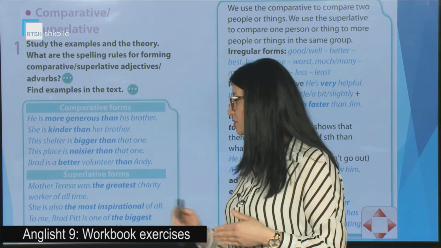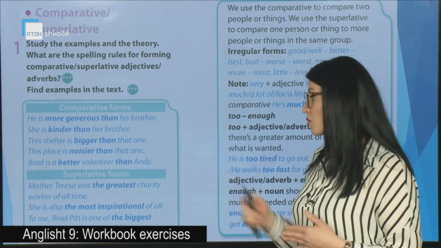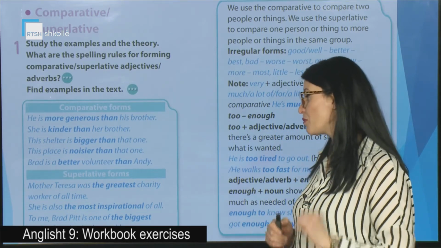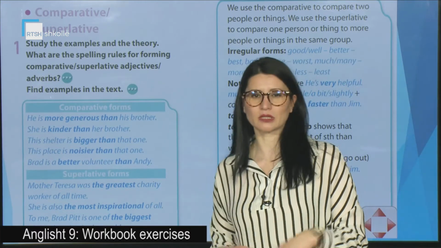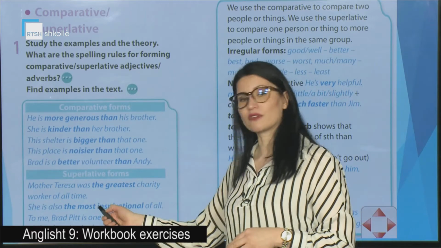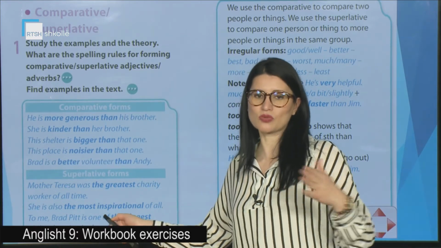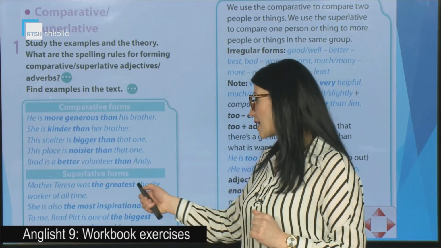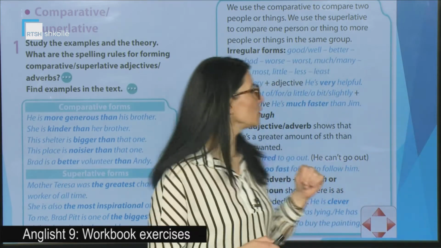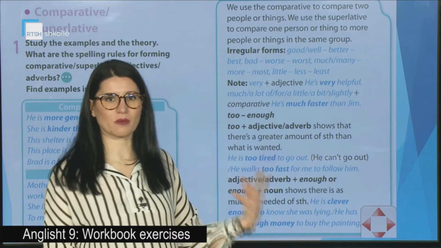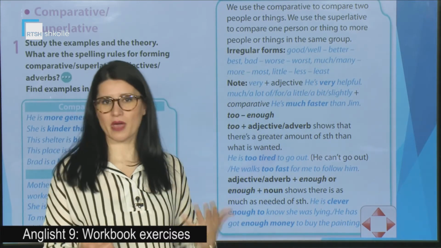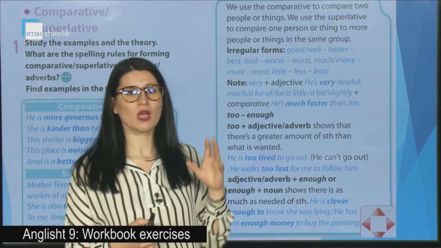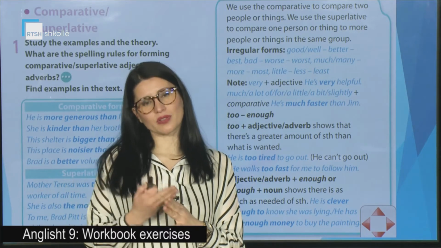Here we have some superlative forms. Mother Teresa was the greatest charity worker of all time. Then we have, she is also the most inspirational of all. To me, Brad Pitt is one of the biggest philanthropists in the world. As you can see, we use the most before an adjective which has 2 or more syllables, and we always use the before a superlative, which ends with EST. On the other side, when do we use the comparative and the superlative form? We use the comparative to compare one person or thing to another person or thing, and we use the superlative form to compare one person or thing to all the people or things in the same group.